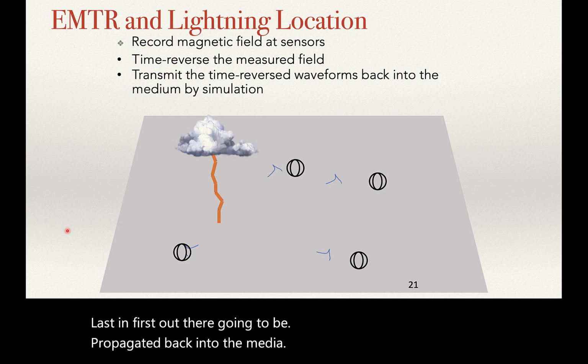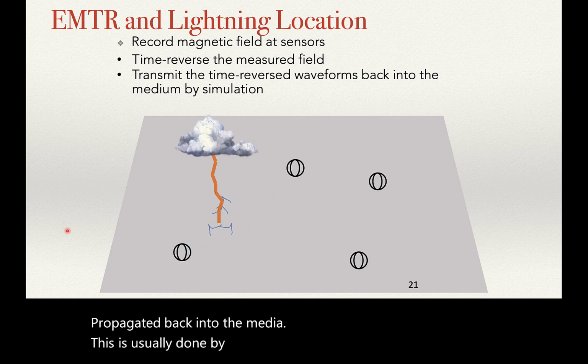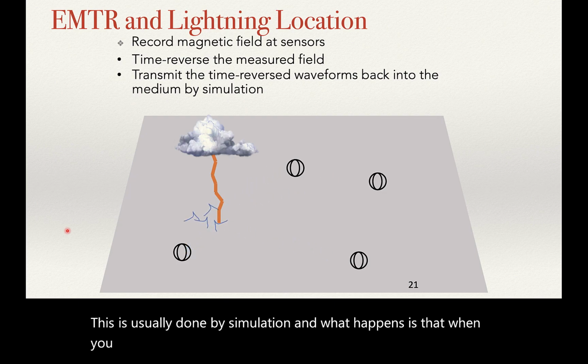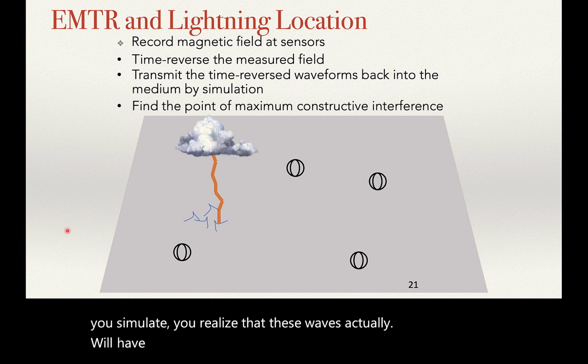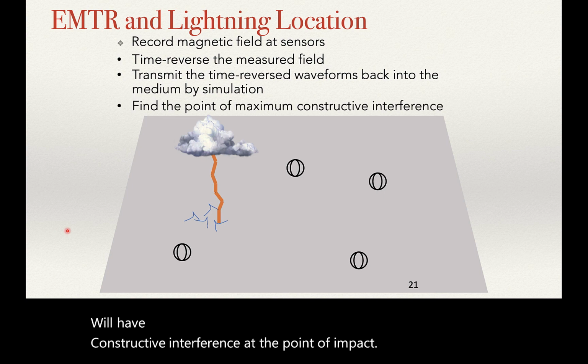This is usually done by simulation. And what happens is that when you simulate, you realize that these waves actually will have maximum constructive interference at the point of impact. So this is the basics of the method.